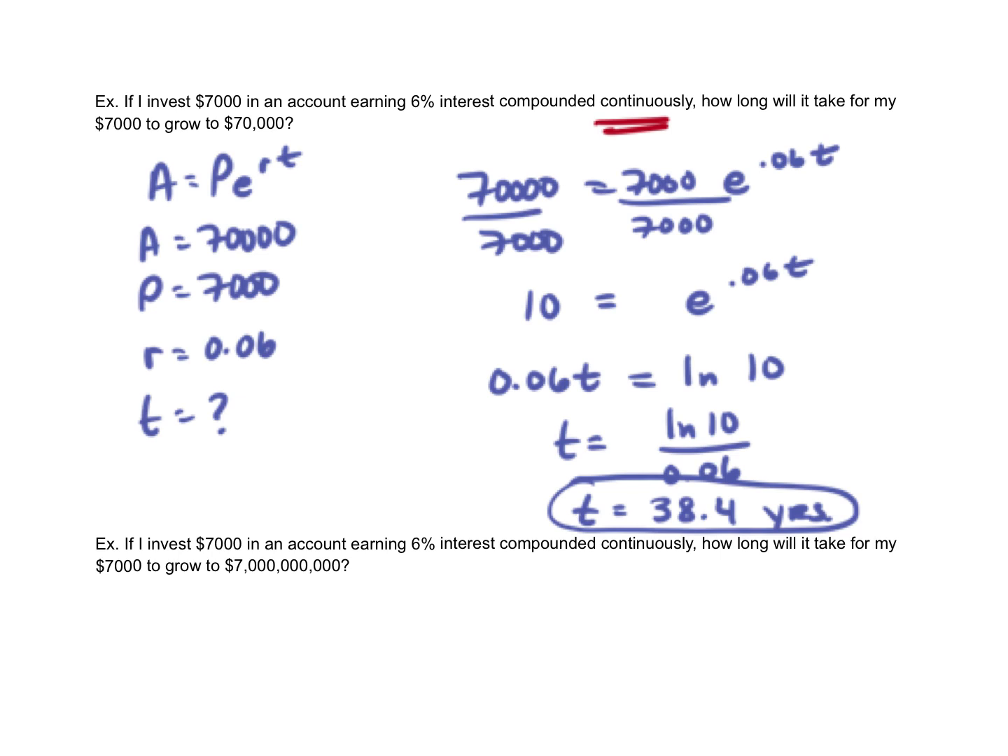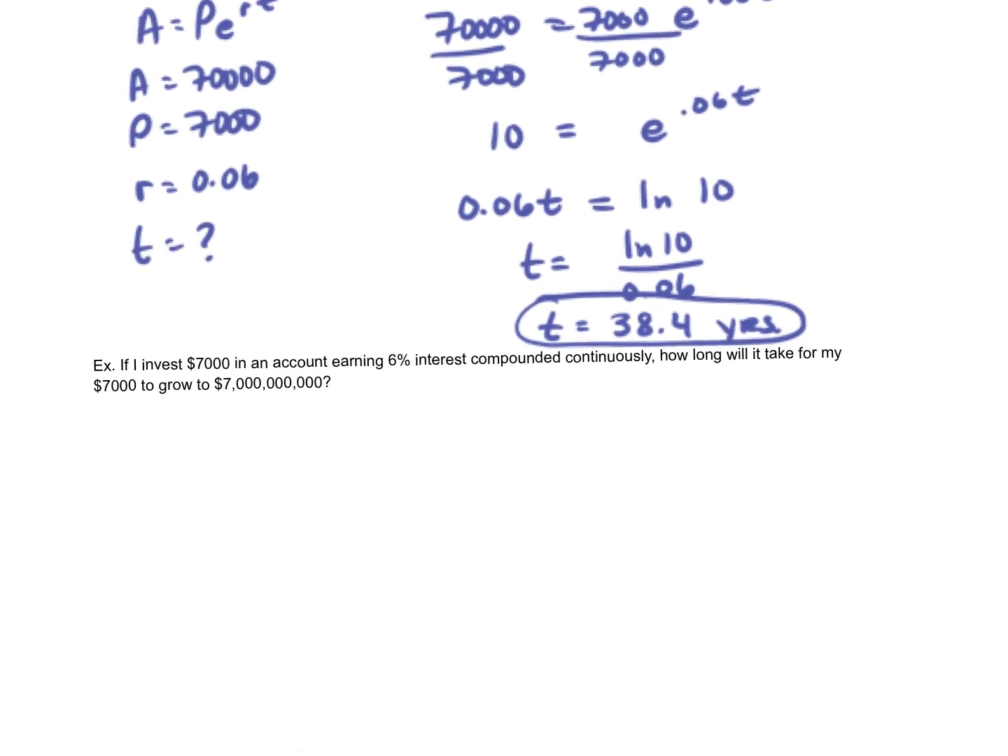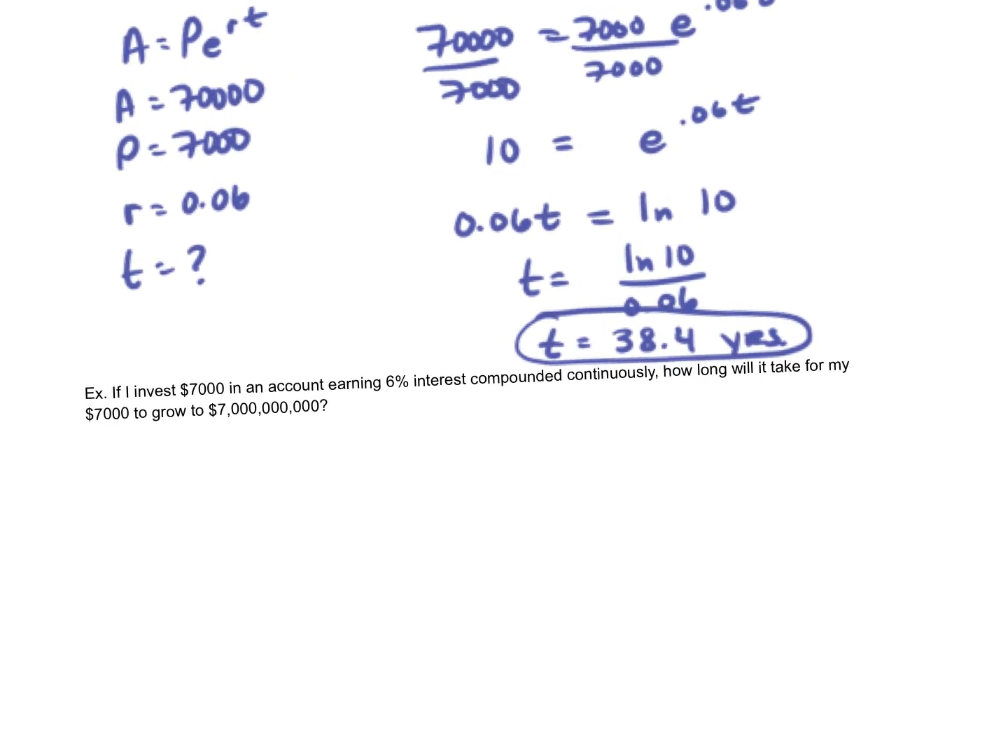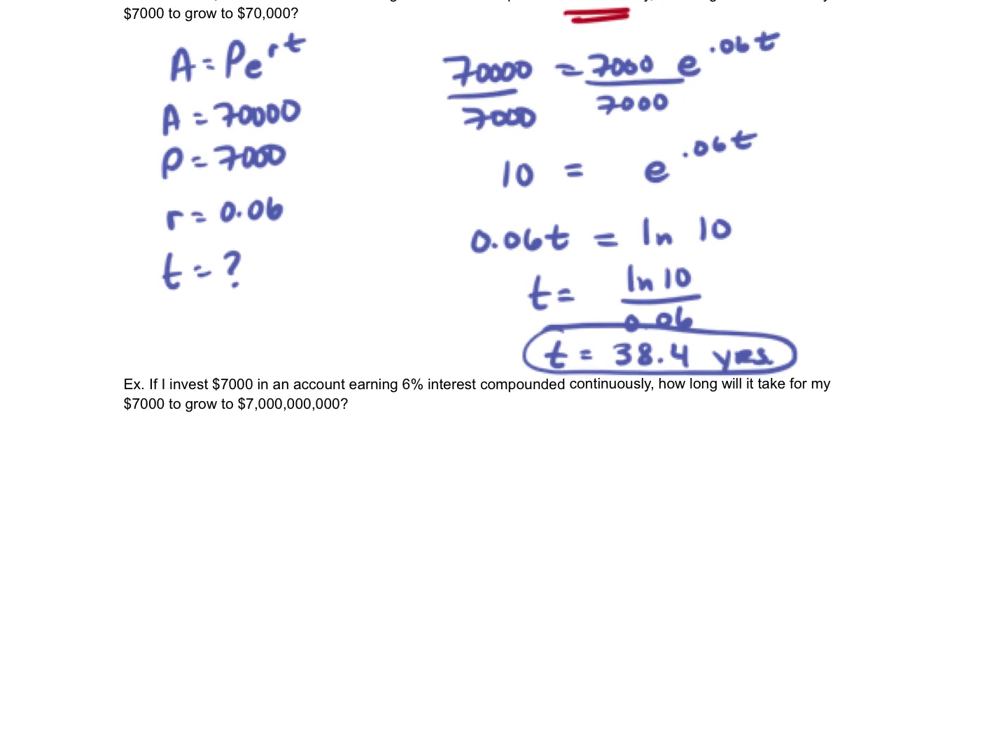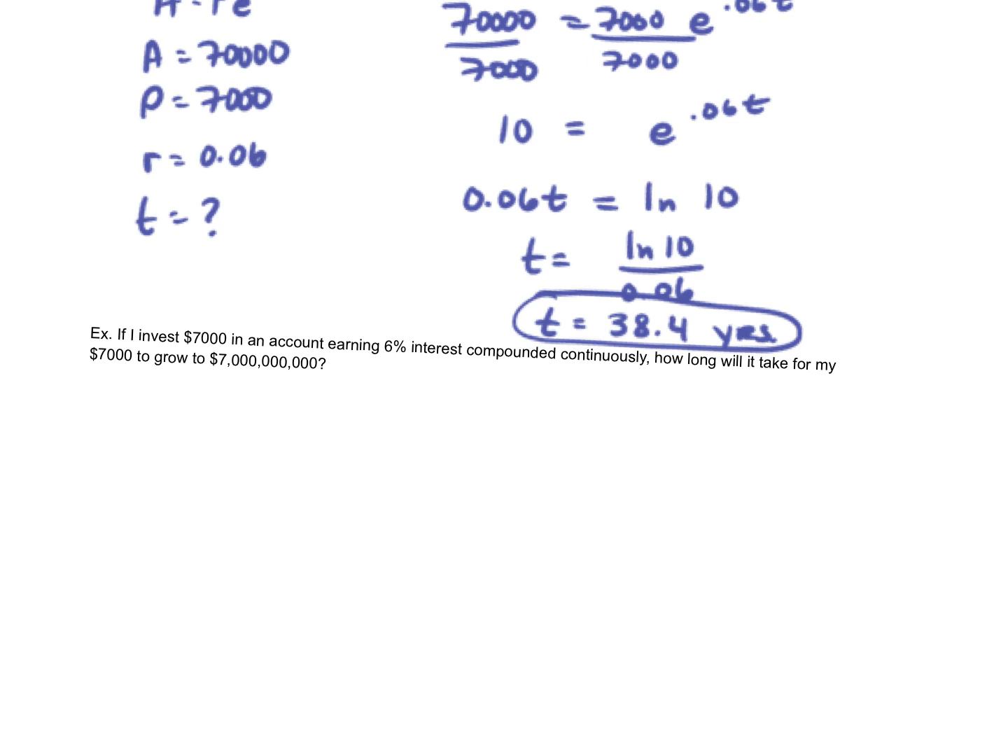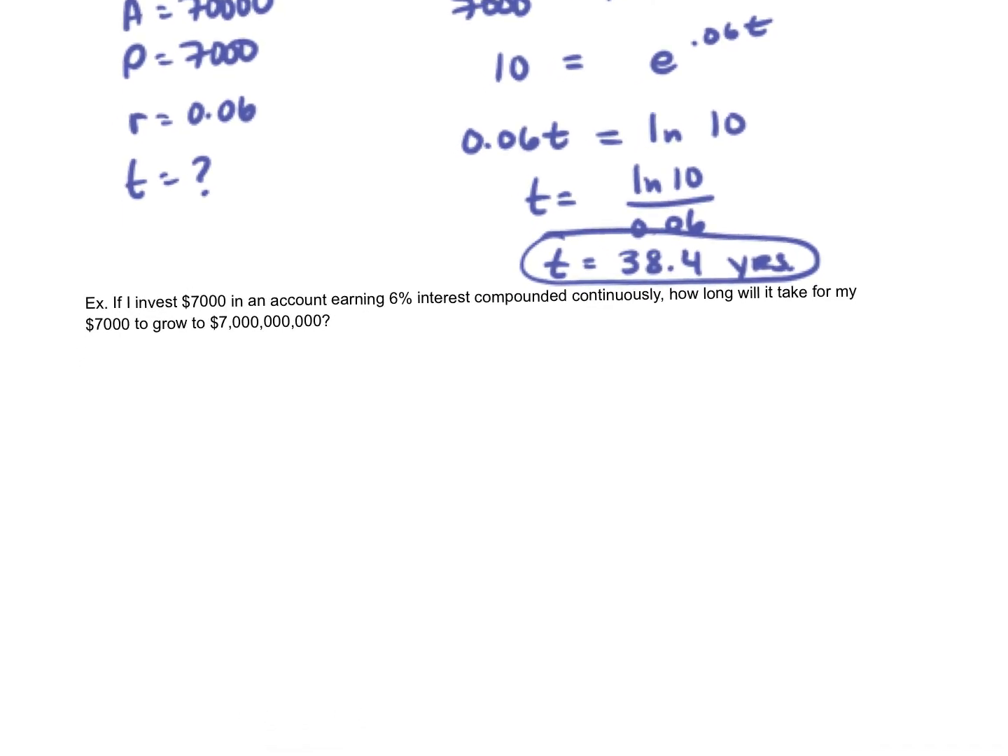Now, if you look at the next problem, it's the same problem with $7,000, but what if we're trying to go to $7 billion? So you would think that it's going to be a lot longer, obviously, right? But it's not always proportional. It's not like it takes a certain factor more, but it's certainly going to take me a while to get to $7 billion of growth. So 7 billion equals 7,000 e to the 0.06t.